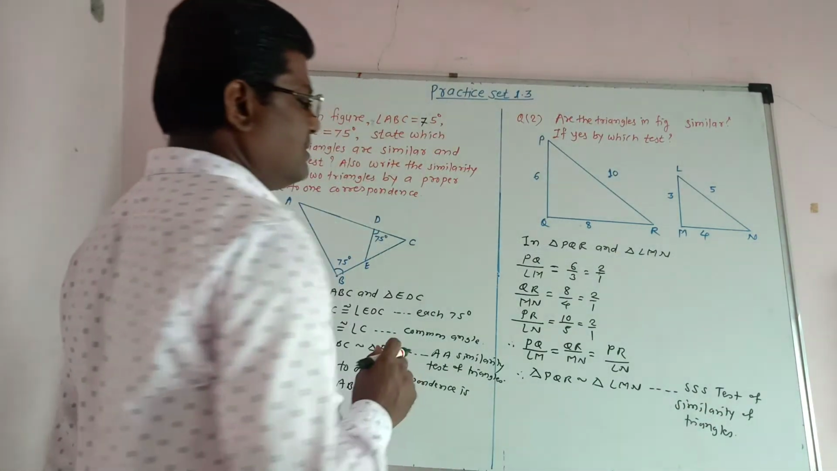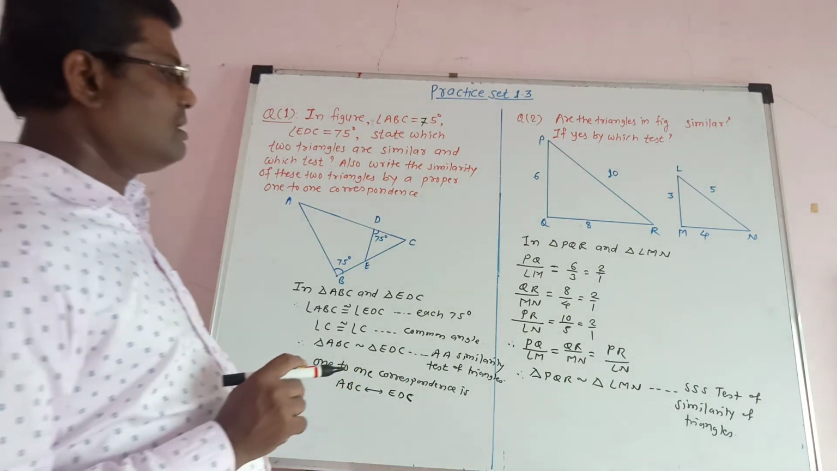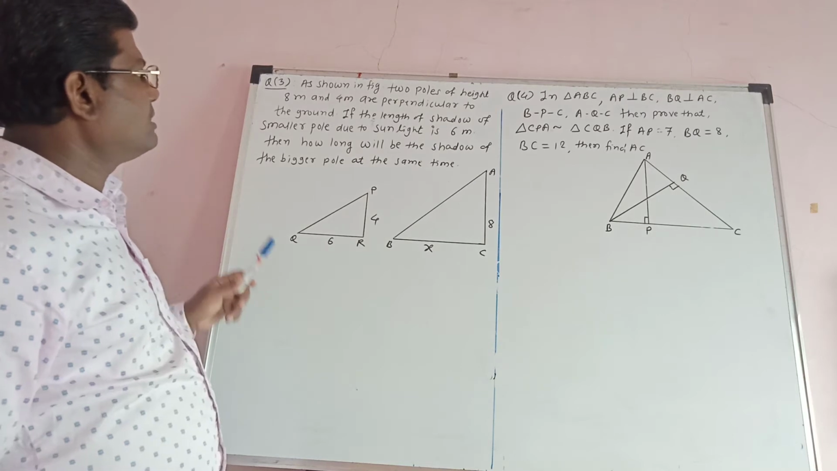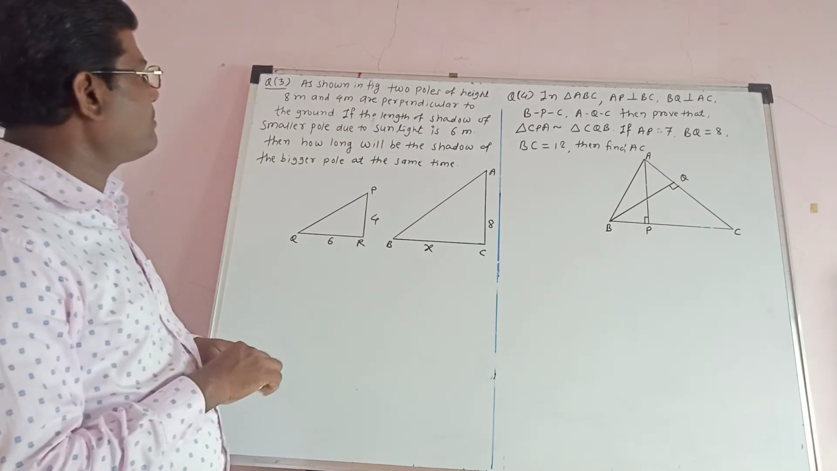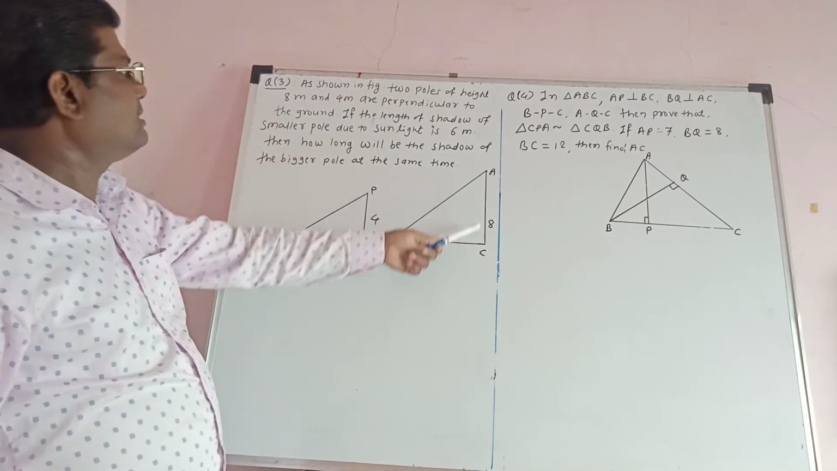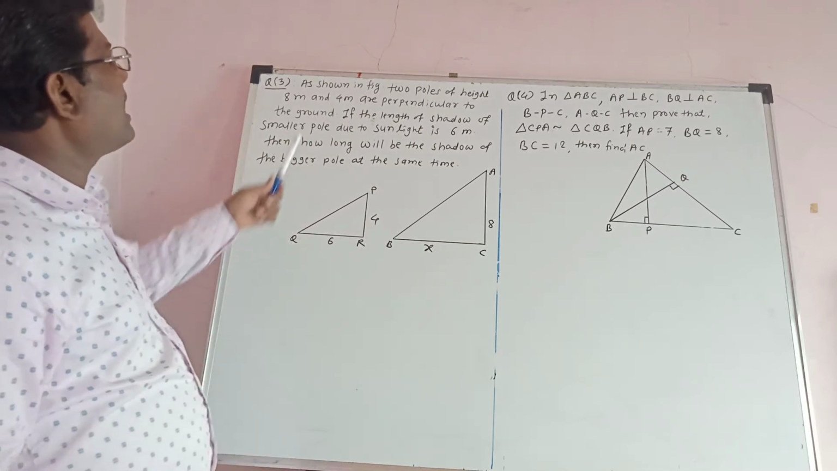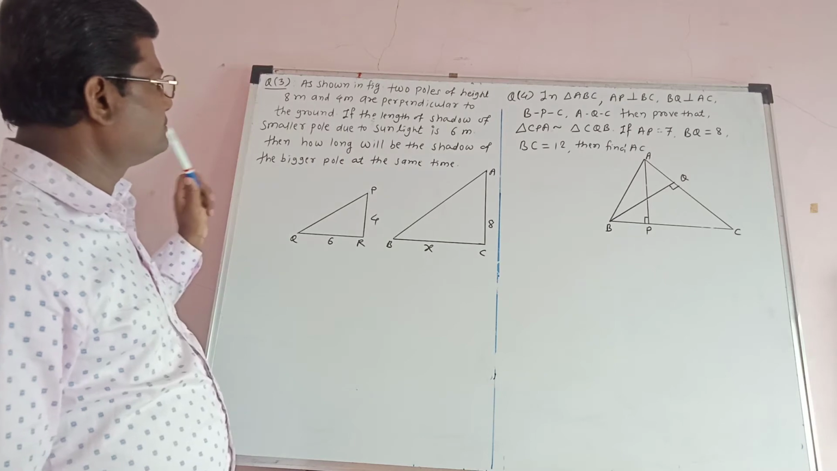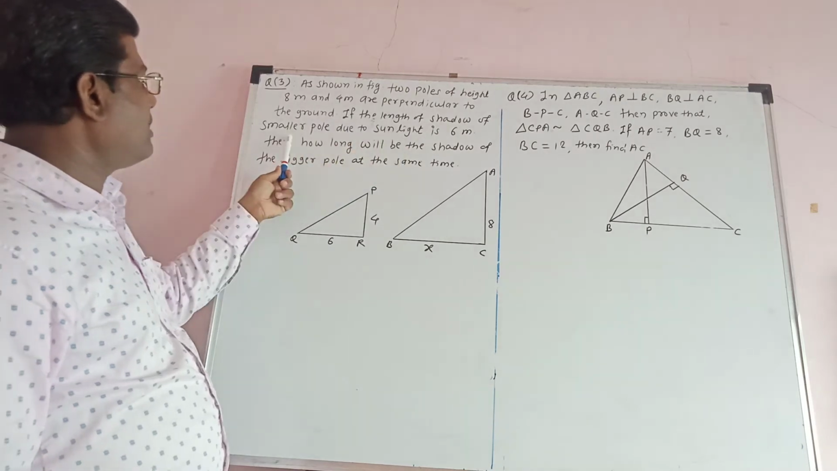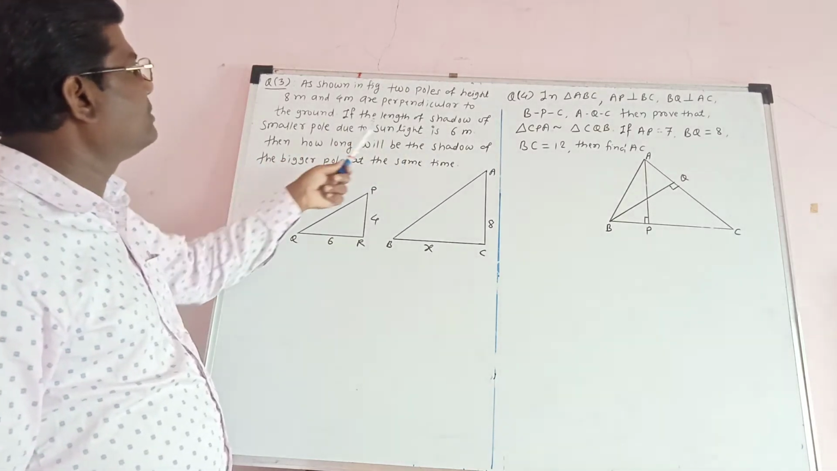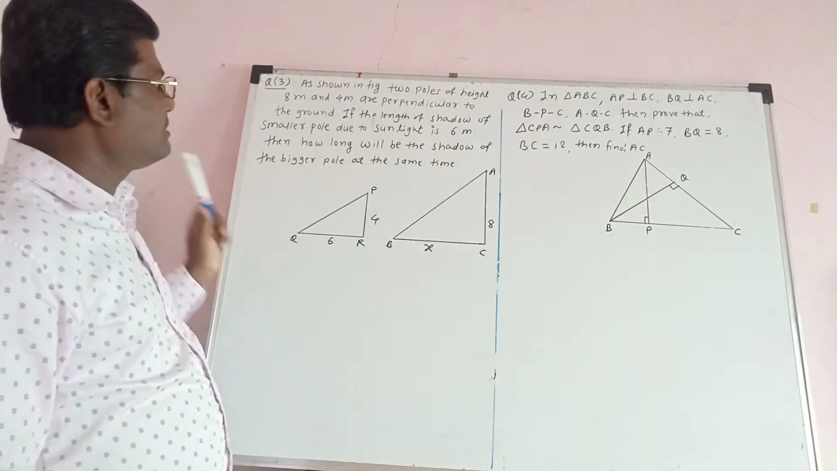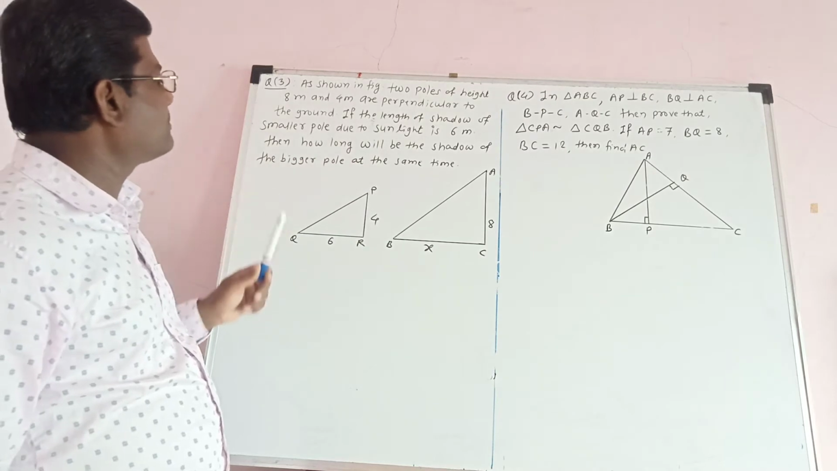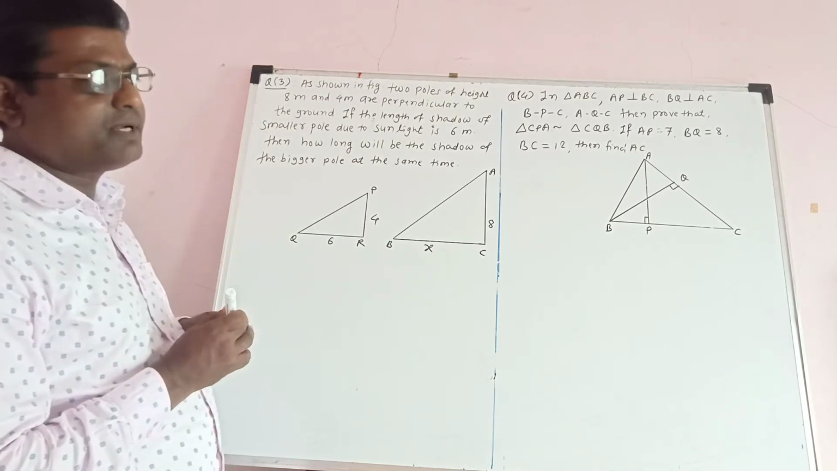SS test of similarity of triangles. Question number 3. As shown in the figure, two poles of height 8 meter and 4 meter are perpendicular to the ground. If the length of shadow of a smaller pole due to sunlight is 6 meter, then how long will be the shadow of bigger pole at the same time?